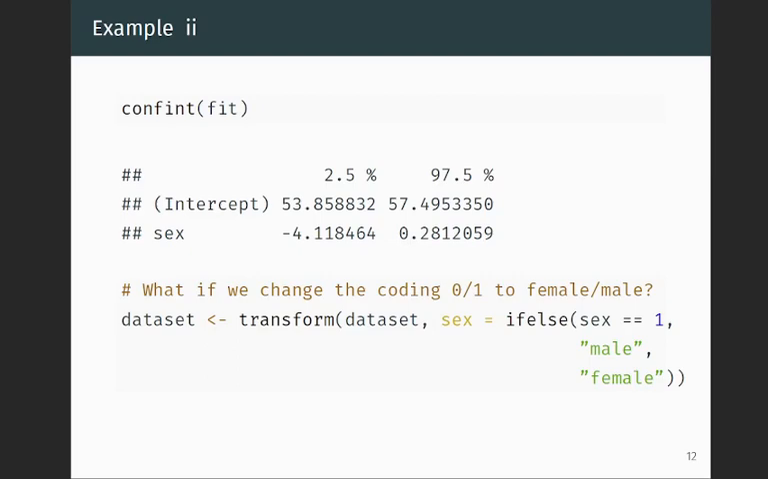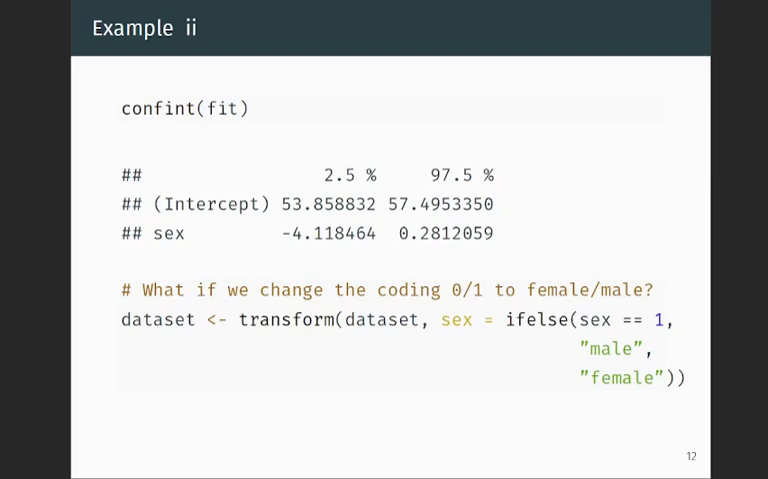Again, we can use the function conf_int to compute a confidence interval. We get the 95% confidence interval. And we can see that the confidence interval for the second coefficient, so the coefficient corresponding to sex, actually crosses 0. So it contains the value 0, which means that we cannot reject the null hypothesis of no difference between the two subgroups.